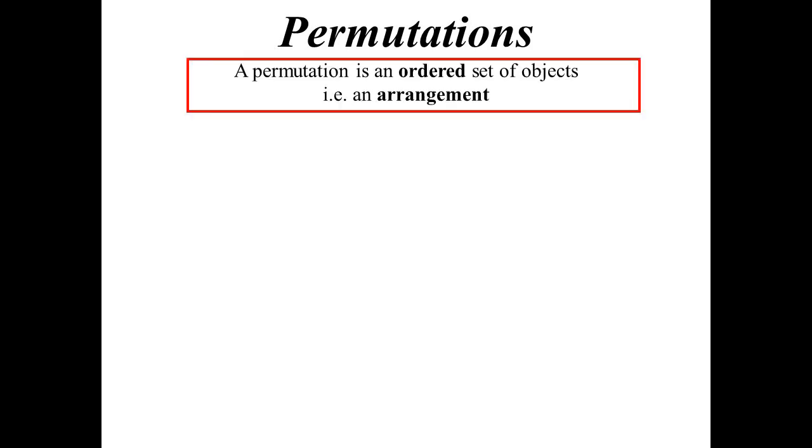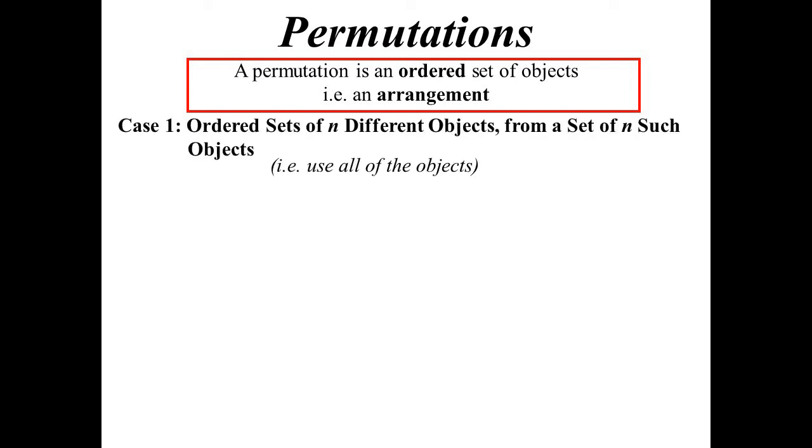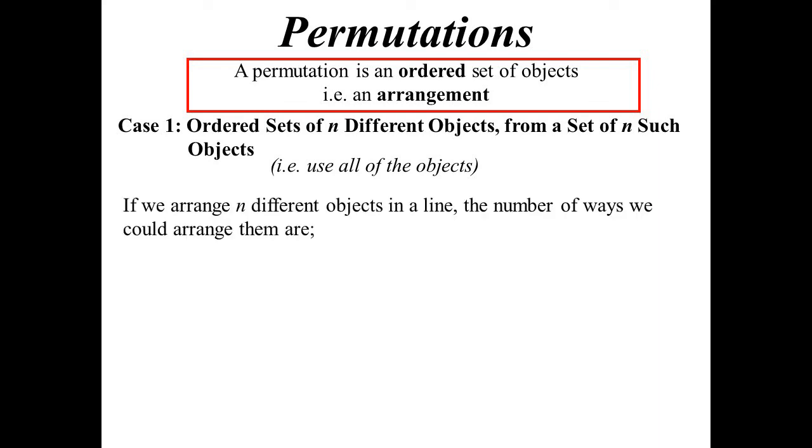So this brings us to the idea of permutations, a very specific type of arrangement. A permutation is when the order that they come out of the maze, or whatever the arrangement is, is important. So it is the actual arrangement of the objects we're interested in, an ordered set of objects. In the first case, we've got n different objects. We're going to arrange them from a set of n objects, in other words, I'm going to use all the objects. I'm going to arrange them all. How's that going to work? We're going to arrange n different objects in a line. How many ways could we do it?